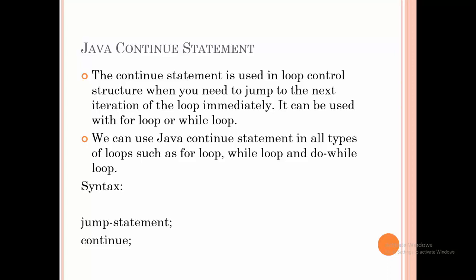In case of an inner loop, it continues the inner loop only. So break will go out of the loop. The continue will skip that particular iteration. So the syntax is the statement and the continue keyword. This is also used in all three loops: for loop, while and do while loop. So let's see with an example for the continue statement.